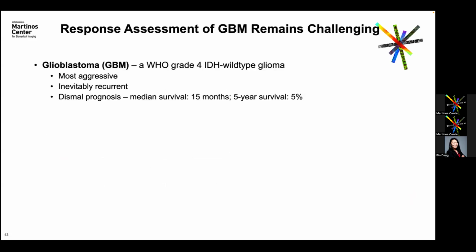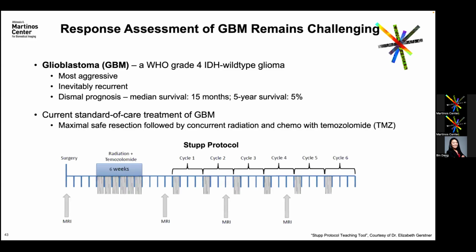So the disease in question is people with glioblastoma. As you may know, glioblastoma is a WHO-defined high-grade IDH wild-type glioma. It's very aggressive and it always recurs, and you don't know when it recurs. And the patients who are diagnosed with glioblastoma have a very dismal prognosis with a median survival of only 15 months. So it's a very fast progressing disease, and 5-year survival is only 5%.